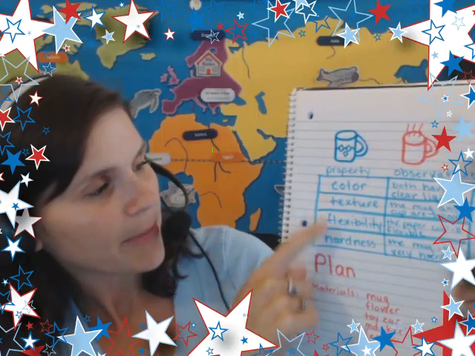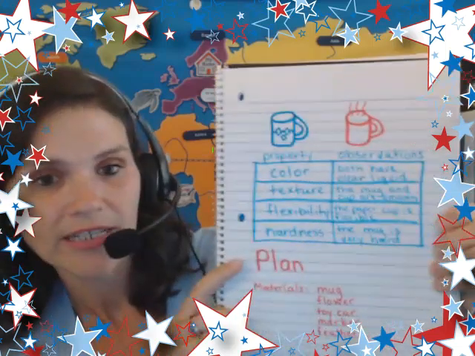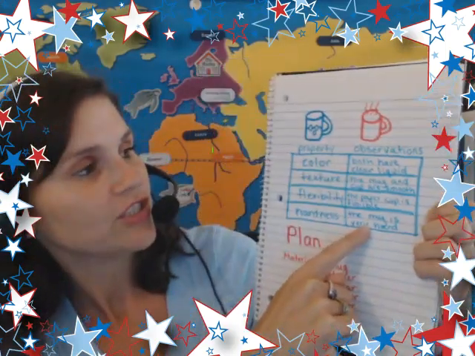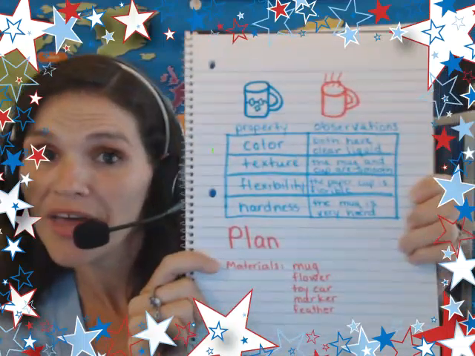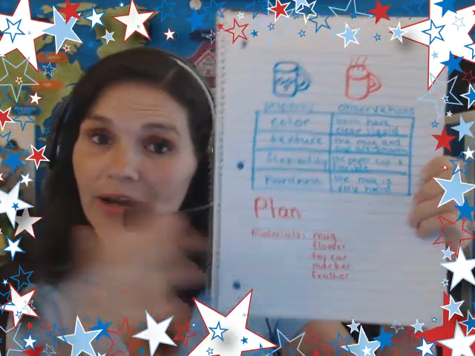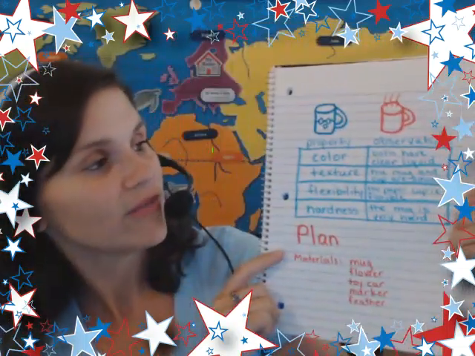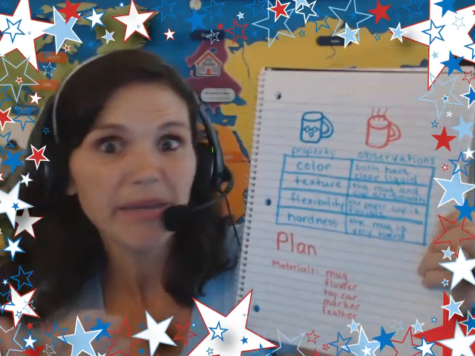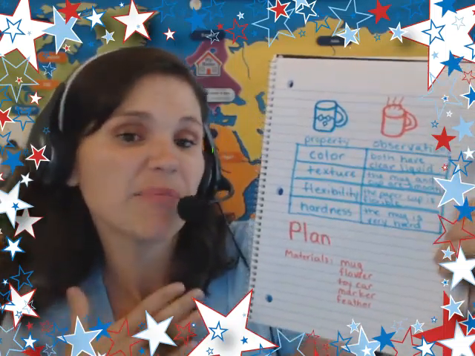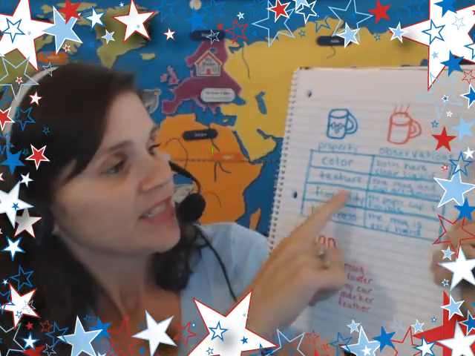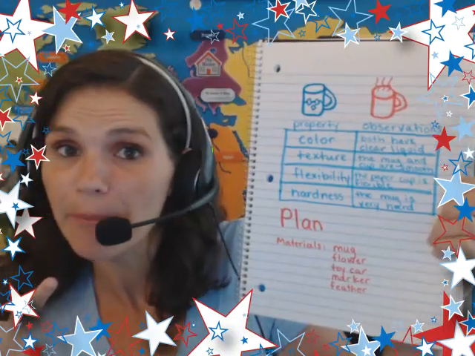All right, so here I have the properties, color, texture, flexibility, and hardness. And here's where I wrote my observations. I wrote both have clear liquid inside, right? We were putting water inside, so they have clear liquid. You might have used warm milk or warm tea in your mug, but I used water in both. The texture, I said the mug and the cup are smooth. If I feel the sides, they're both very smooth. They're not bumpy at all.